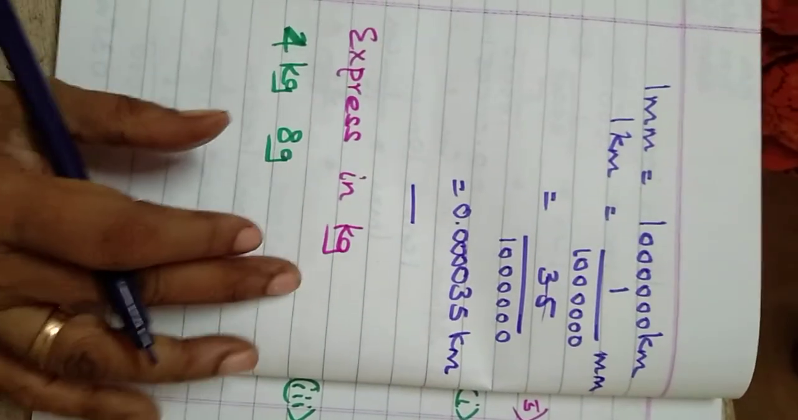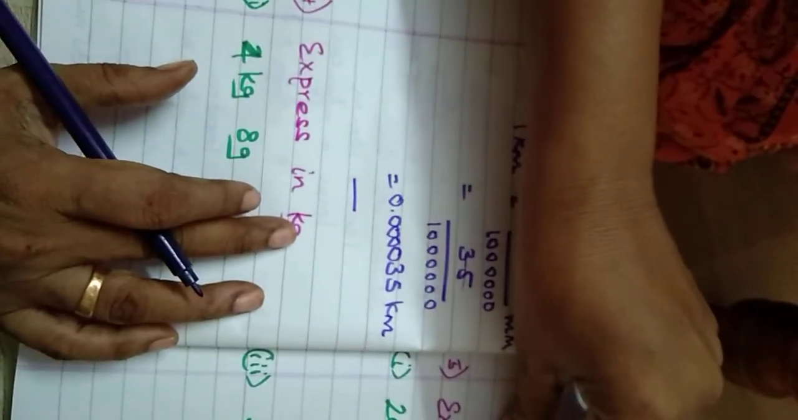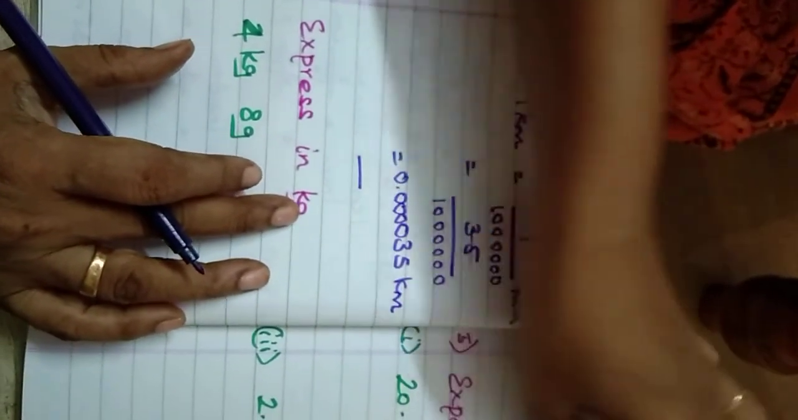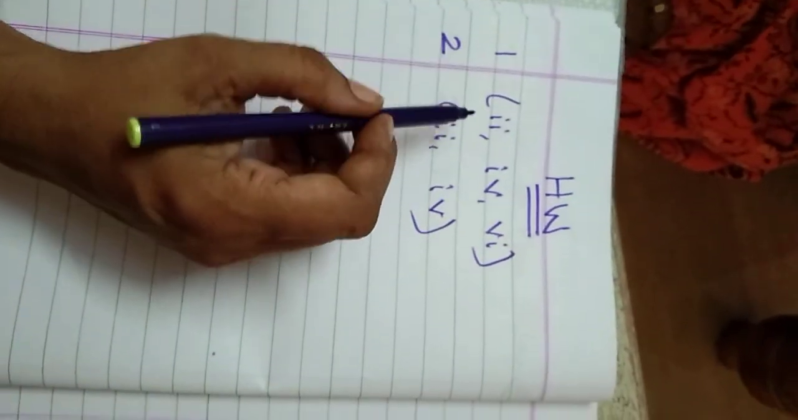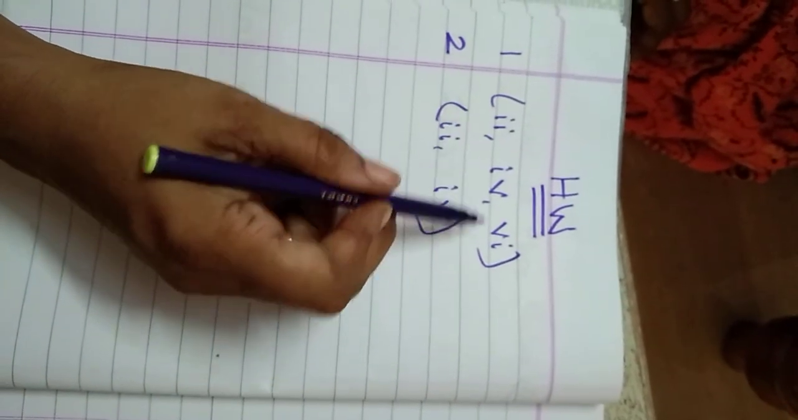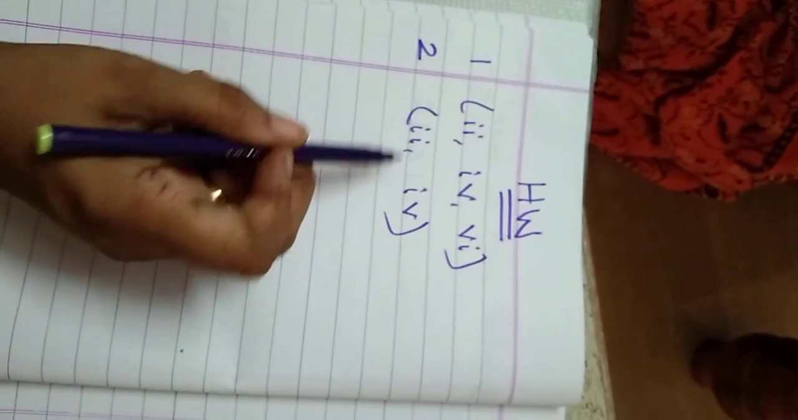I hope all of you would have understood the sums. Now the homework sums for this week. In the first and second and third Roman letters, homework: first Roman letter, second, fourth and sixth questions. Second Roman letter, 2 and 4.